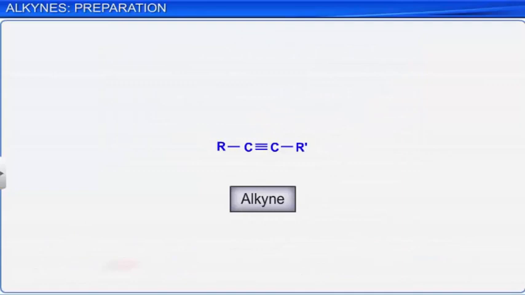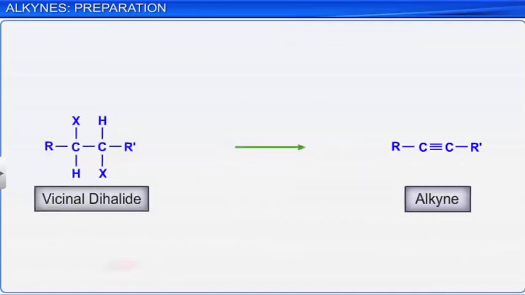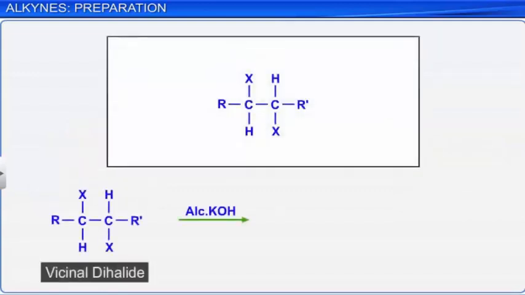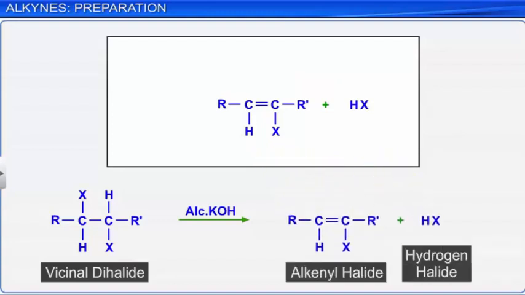Alkynes can also be prepared from vicinal dihalides, that is, 1,2-dihaloalkanes. A vicinal dihalide molecule has two halogen atoms, each linked to two adjacent carbon atoms. When treated with alcoholic potash, the molecule undergoes dehydrohalogenation. In dehydrohalogenation, first, an atom of halogen on one carbon and an atom of hydrogen present on adjacent carbon in the alkyl dihalide are eliminated as one molecule of hydrogen halide. This results in the formation of alkenyl halide.